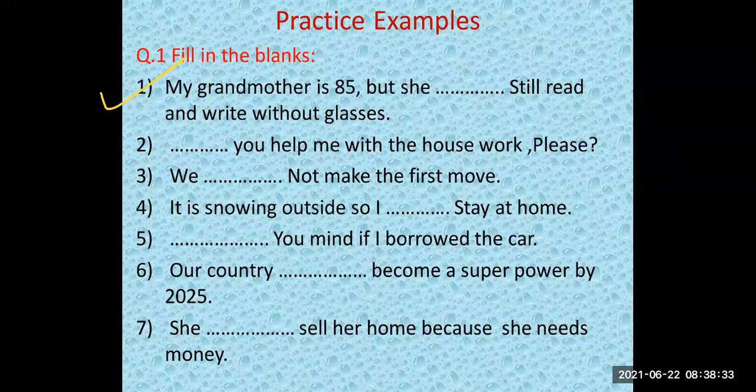Sixth one: our country dash become a superpower by 2025. So our country may become a superpower by 2025. And the last example: she dash sell her home because she needs money. She might sell her home because she needs money. Students, here we have completed our topic, modal auxiliaries.